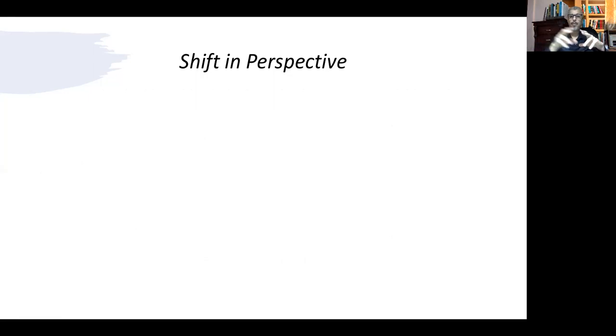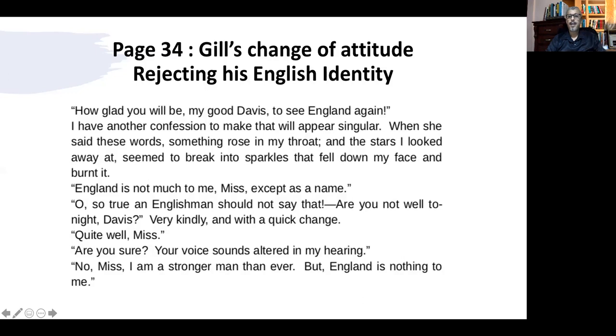Now we will see this shift in perspective. I was talking about the before. Let's talk about the after, ladies and gentlemen, that shift in perspective. Now, Gill's change of attitude, shift in perspective, rejecting his English identity. If we go to page 34, where Miss Marion asked him the question, especially when they were trying to escape the pirates, as prisoners, escape from the grip of the pirates, who represent a danger.